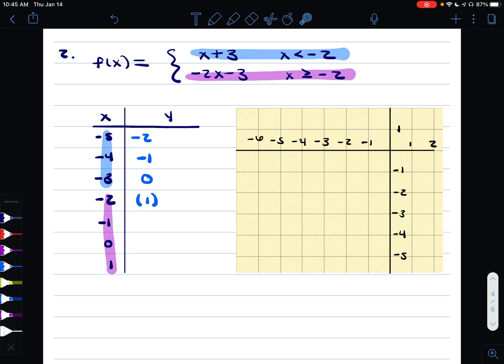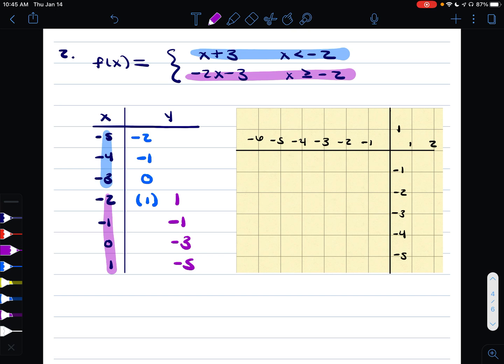Okay. All right, then we switch to the bottom equation. So plugging in a -2 here, you get 4 minus 3, which is a +1. Plugging in a -1, 2 minus 3 is a -1. Plugging in a 0, 0 minus 3 is -3. And then plugging in a 1, -2 minus 3 is a -5. Okay. All right, so then now we just go ahead and plot all these points.